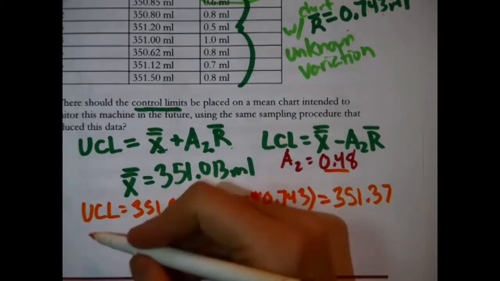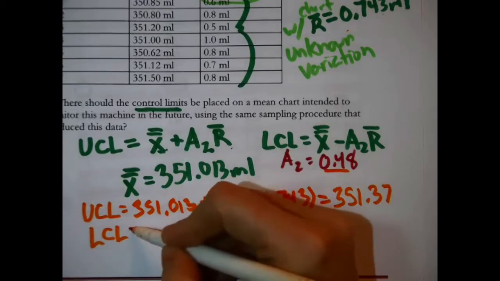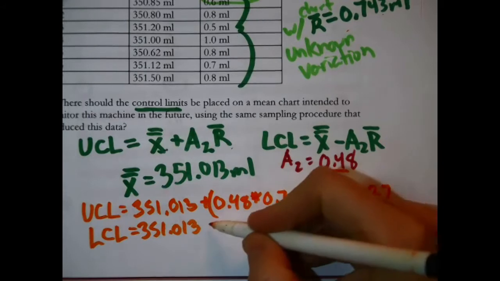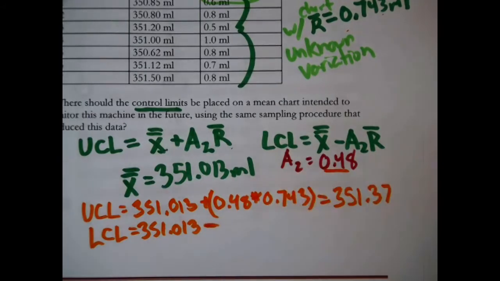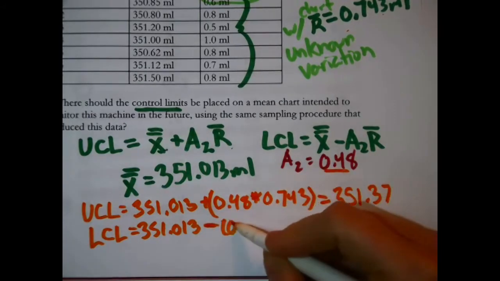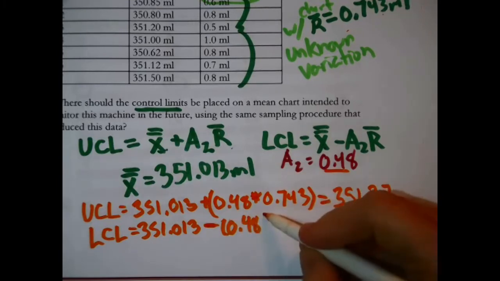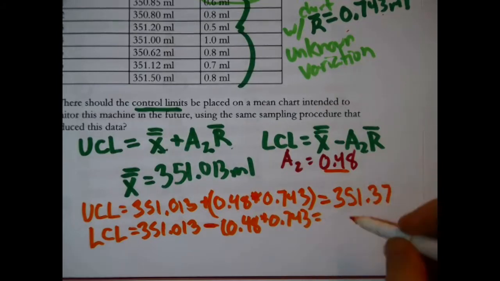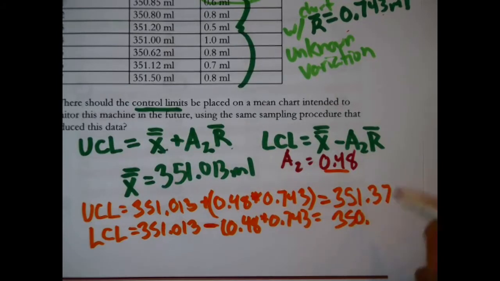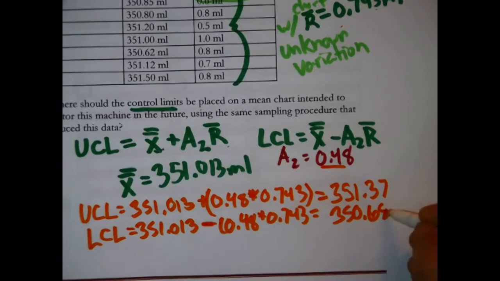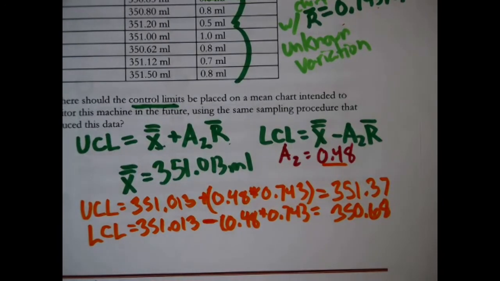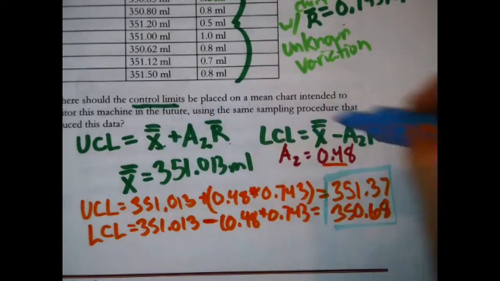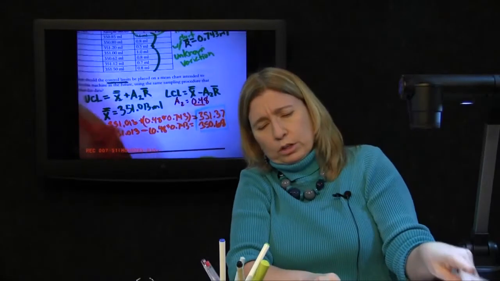Now the lower control limit, well, it's still 351.013. It's just actually minus. That's the only difference for the lower control limit. A2, so that's still 0.48 times 0.743, so I get 350.68. Now, this right here answers the question, because it asked where should the limits be placed. Right here. What would that look like?